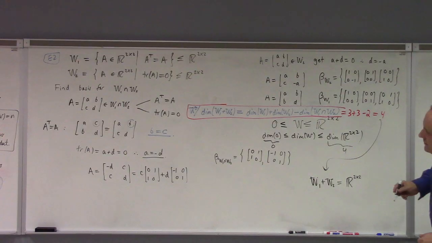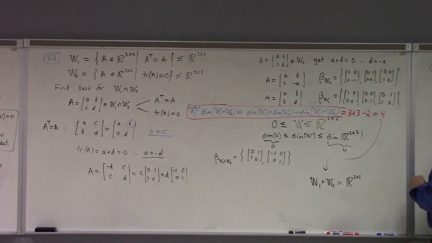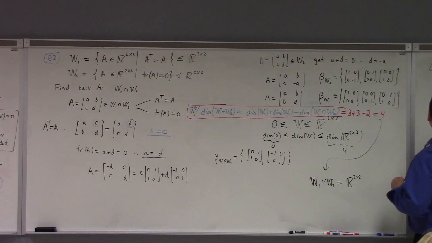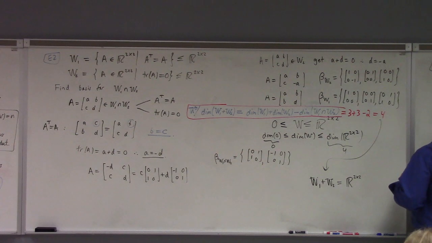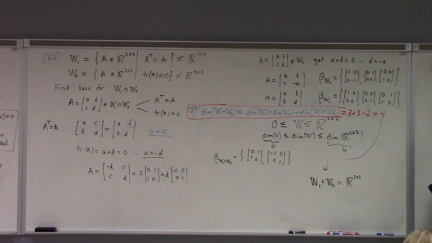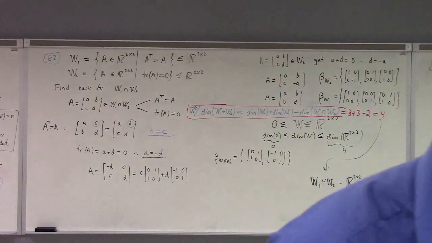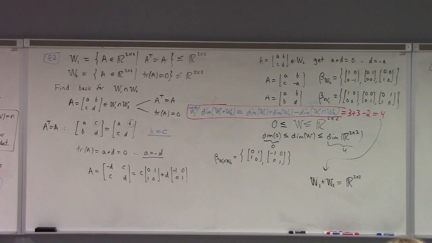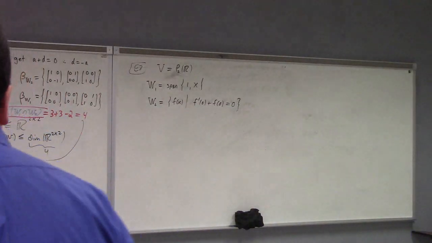Example 3. Your vector space might be, say, second order polynomials over the reals. And W1 might be the span of 1 and x. And W2 might be f of x such that f prime of 0 plus f of 0 is 0. So how would you deal with an example like that where you're trying to find the basis for W1 intersect W2? What do you do?